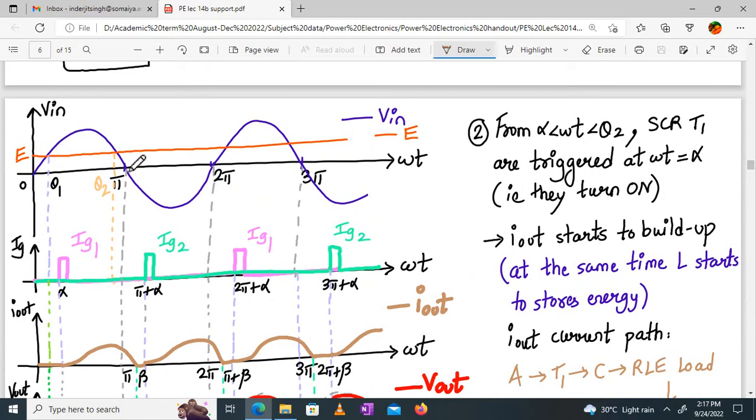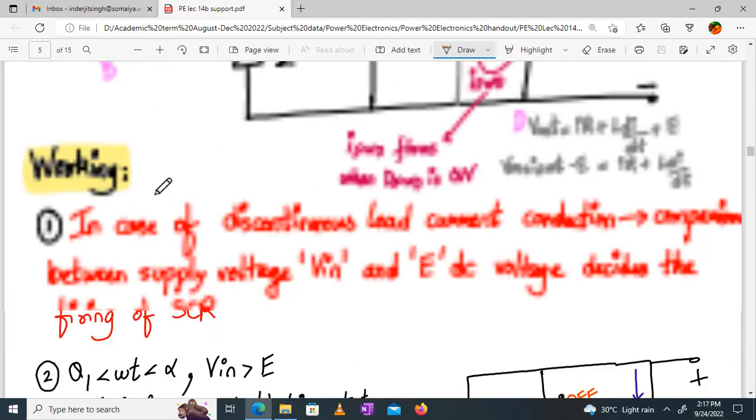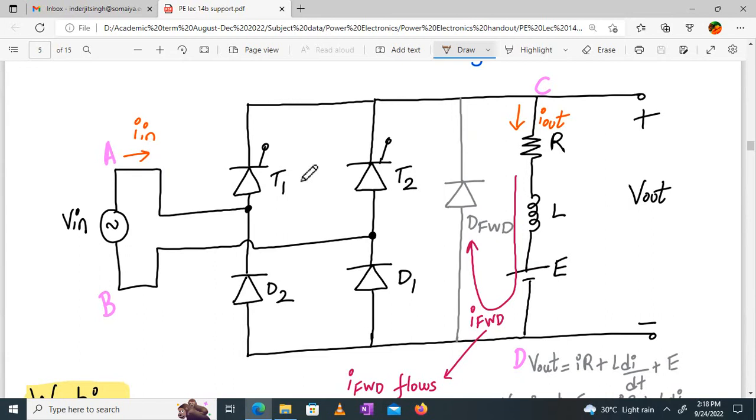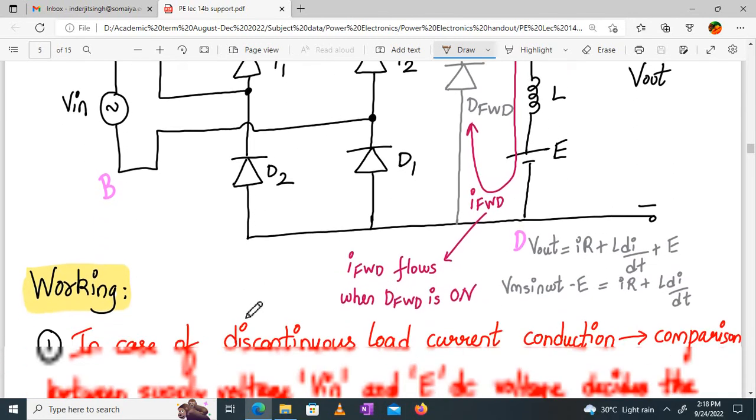So in the positive half cycle, which devices are eligible to turn on? T1 will turn on and D1 will turn on in the positive half cycle, and in the negative half cycle, T2 and D2 will turn on. But when the thyristors will turn on depends upon us. It depends upon the firing angle, right? So let's start the analysis.